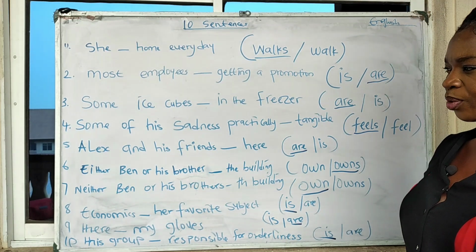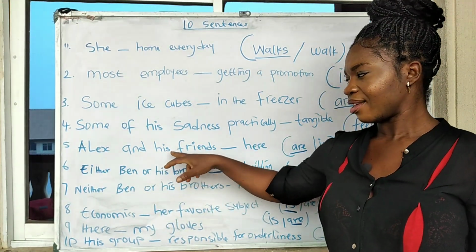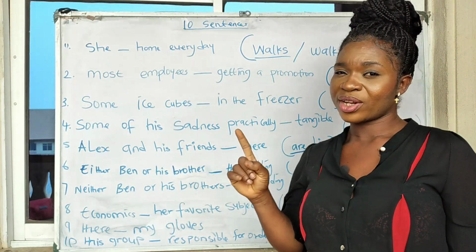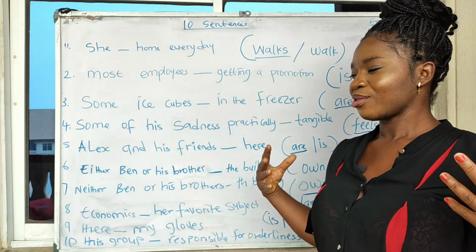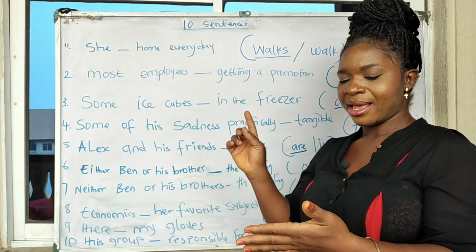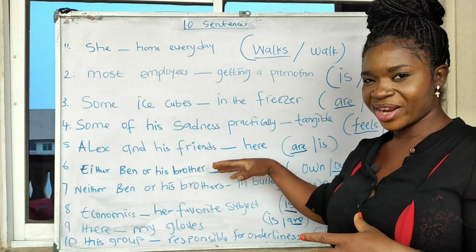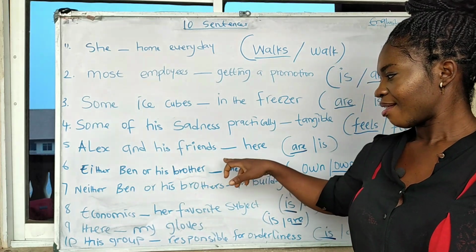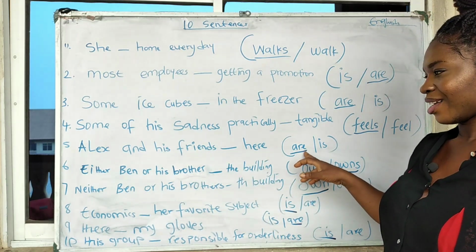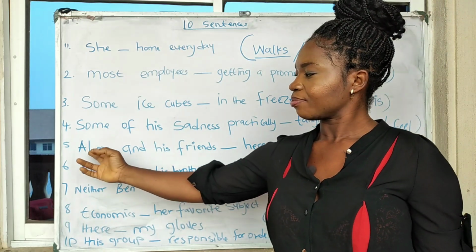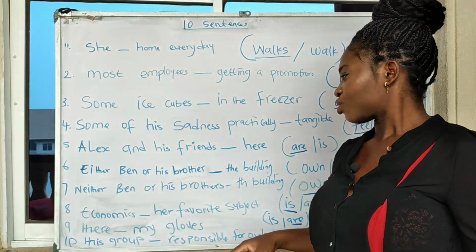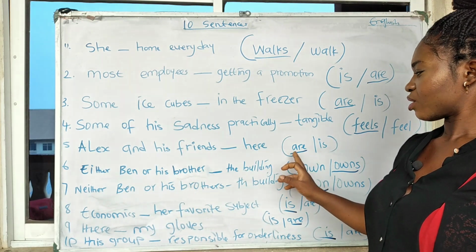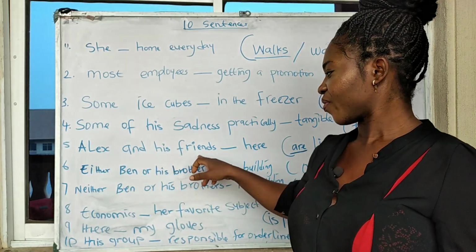So let's take a look at the board. Number 5, we have Alex and his friends. Looking at this, we're talking about friends here, not friend, not one person. I could call Ada, Sharon, Esther, and all of them friends put together. So I have Alex and his friends dash here. As you can see, this is already considered a plural subject, so it's going to have a plural verb. That's why we have Alex and his friends are here.